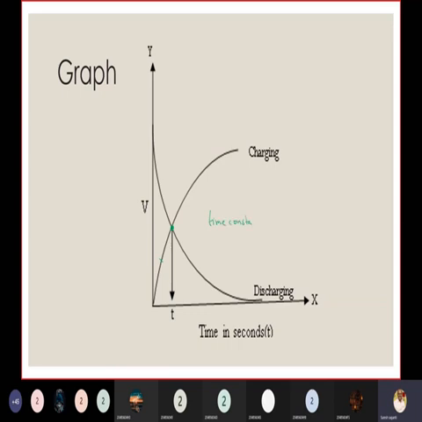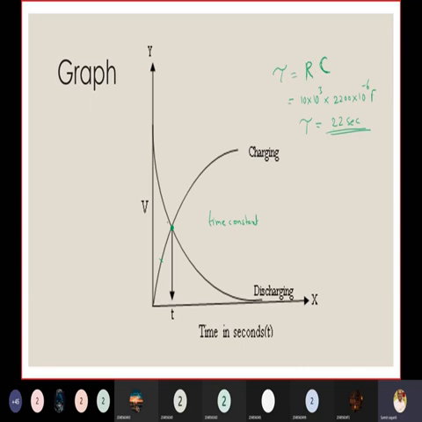Truly speaking, the time constant is the product of resistance and capacitance. What is the resistance? 10 into 10 power 3. Capacitance: 2200 into 10 power minus 6 farads. At what value should the time constant be now? Multiply 10 into 10 power 3 by 2200 into 10 power minus 6, and what is the time constant value? 22 seconds. Okay, 22 seconds. This is the theoretical value.